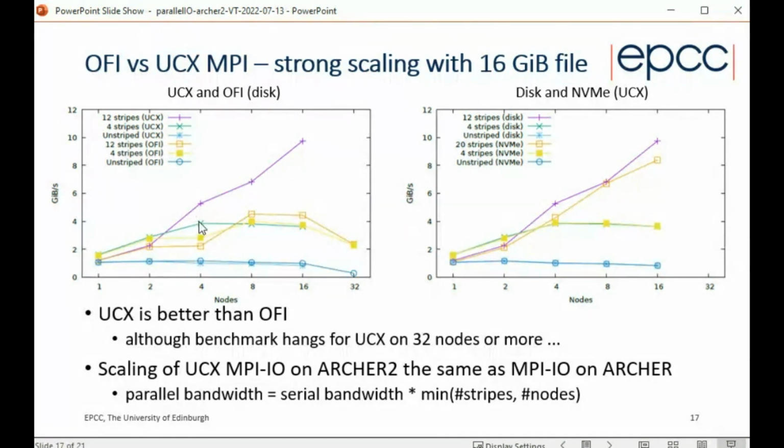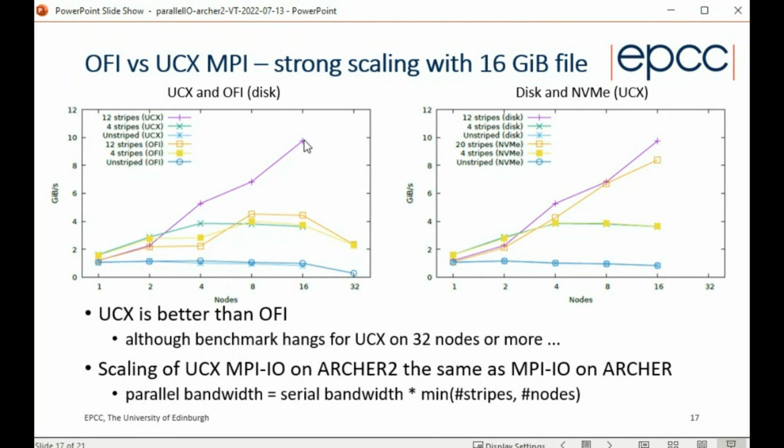An interesting point is, you'll note that with 4 stripes, we don't get better bandwidth as we go beyond 4 nodes. That's because it's only assigning 1 aggregator per node. So although this is 8 nodes, there'll be 4 aggregators, 1 for each stripe.